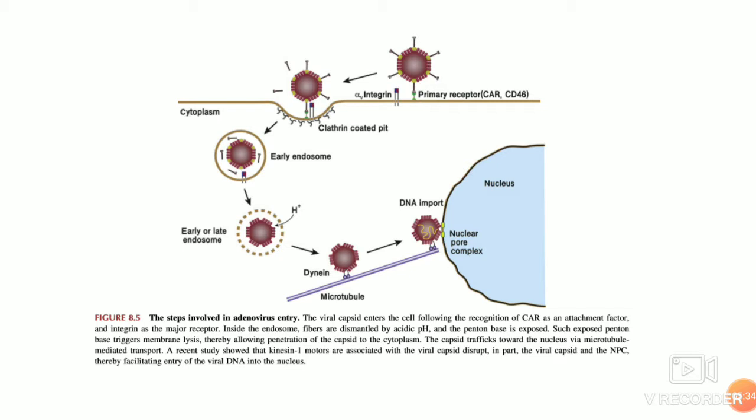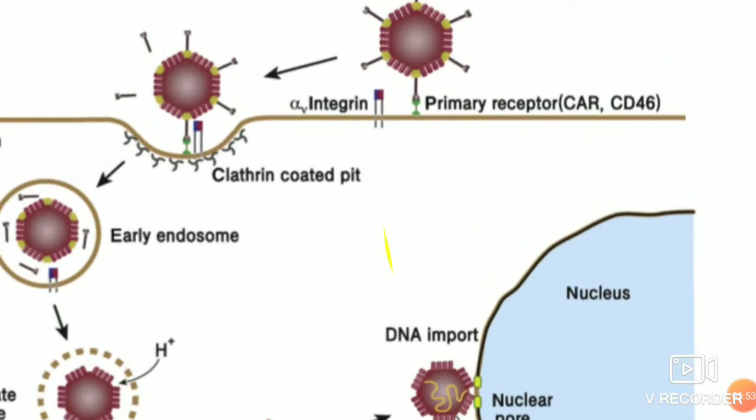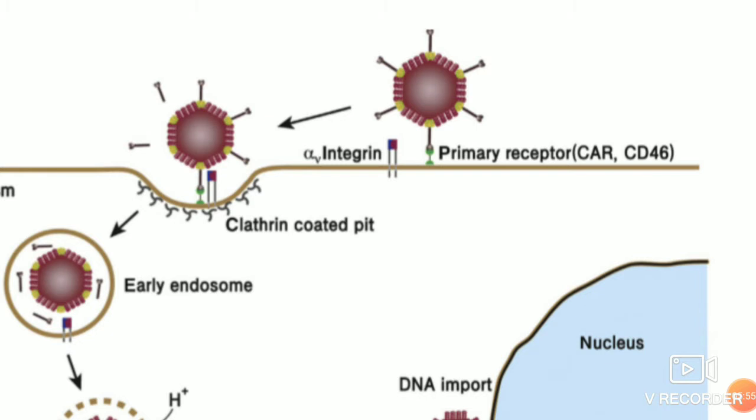Entry of the virus happens by interaction of the fiber protein with a main receptor-associated protein called CAR, the Coxsackie and adenovirus receptor, also CD46. Once it attaches to the associated receptor, the main receptor is alpha integrin.